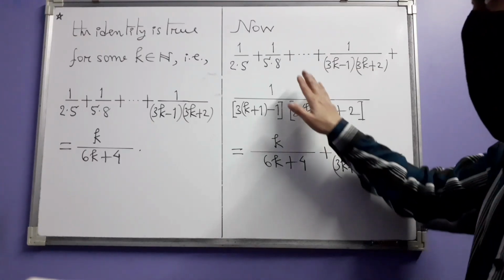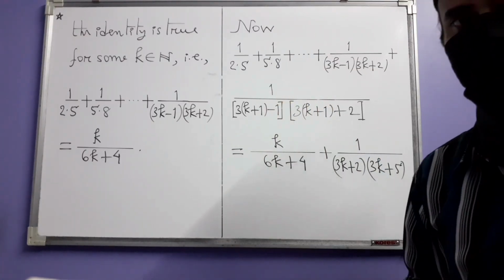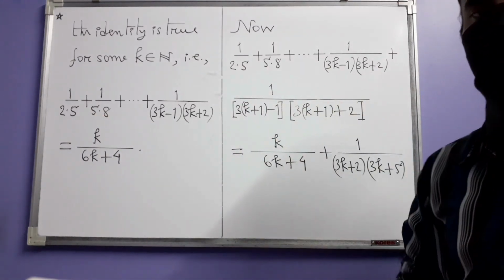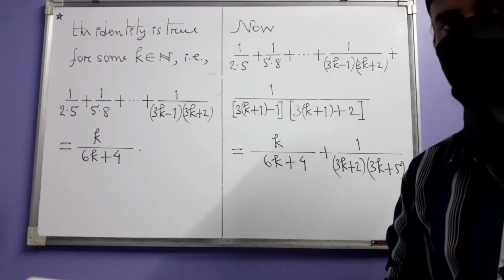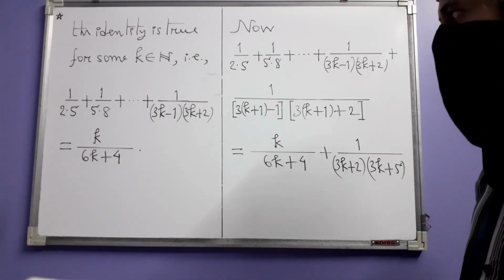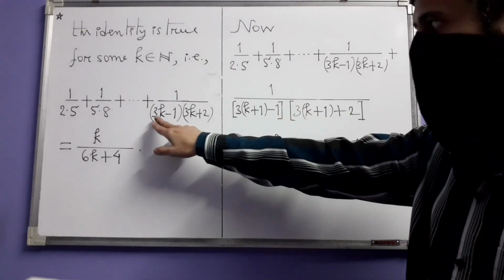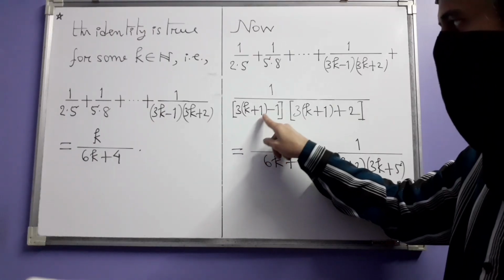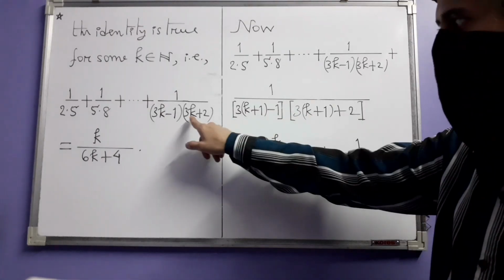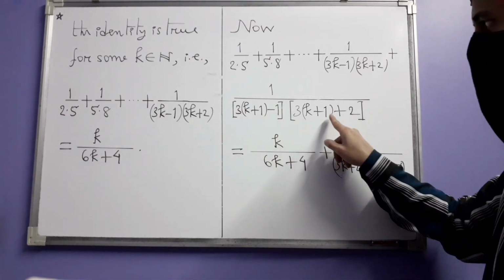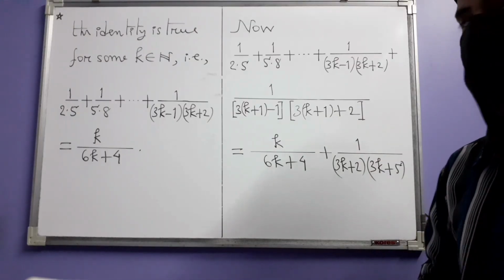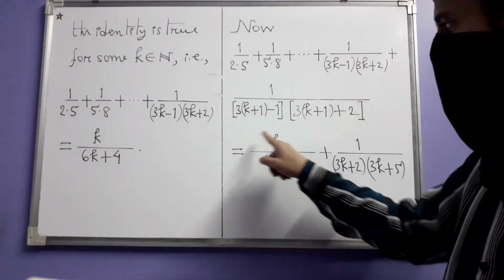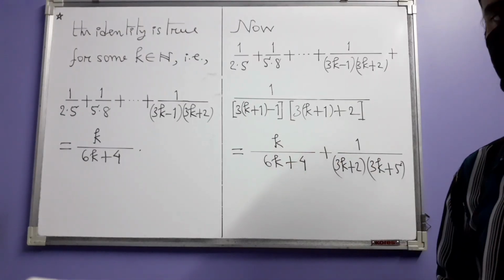And then we write the left hand side with one extra term. That means we write all these terms and then the next one, which corresponds to k plus 1 in place of k. So in place of 3k minus 1, we would have 3 times (k plus 1) minus 1. And in place of 3k plus 2, we would have 3 times (k plus 1) plus 2. And then we apply the induction hypothesis. This part equals k divided by 6k plus 4.